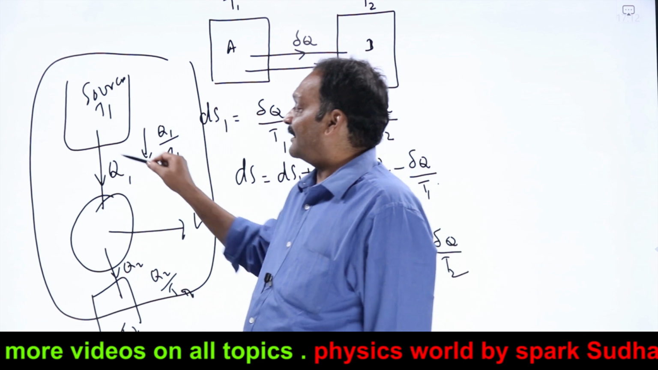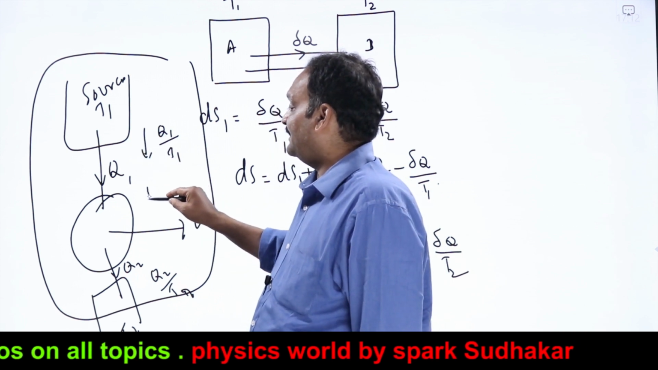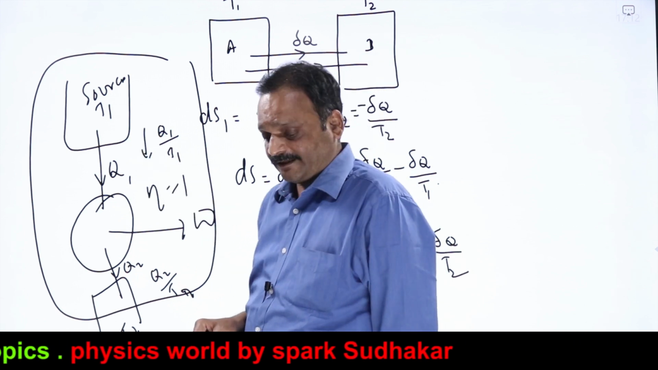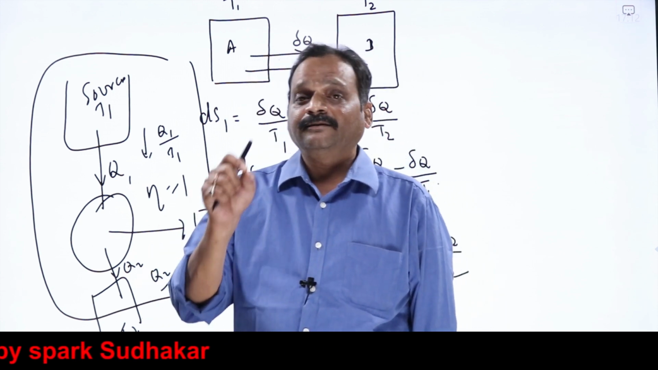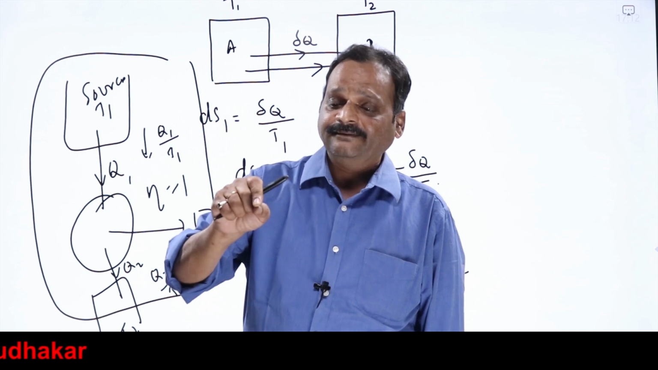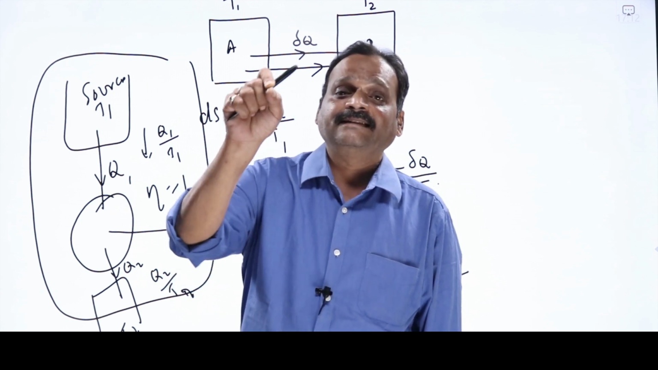If you convert all heat into work, efficiency eta will be equal to 1. According to the second law of thermodynamics, eta cannot be equal to 1. Even the Carnot engine, an ideal engine, has efficiency less than 1 always.